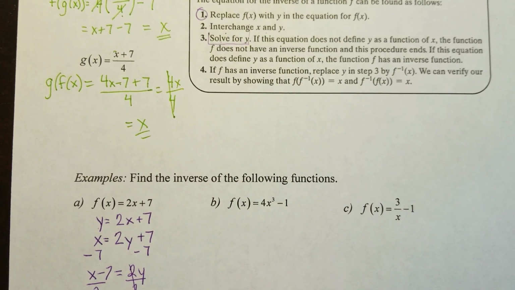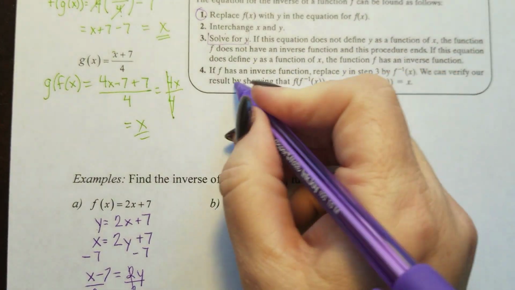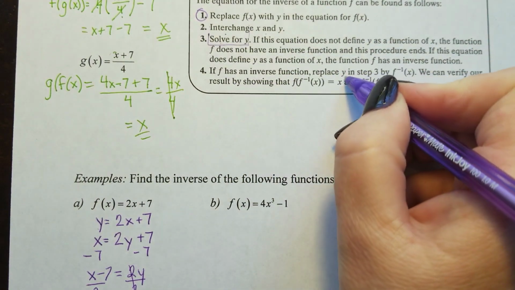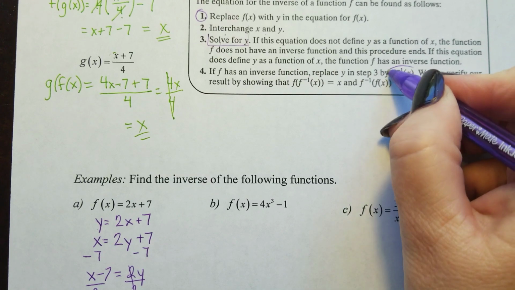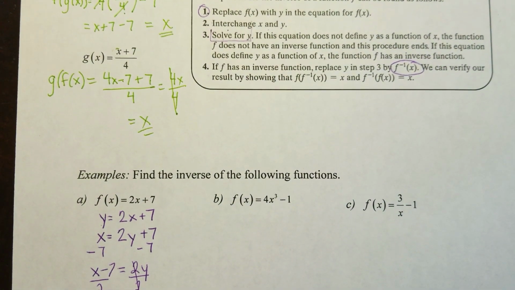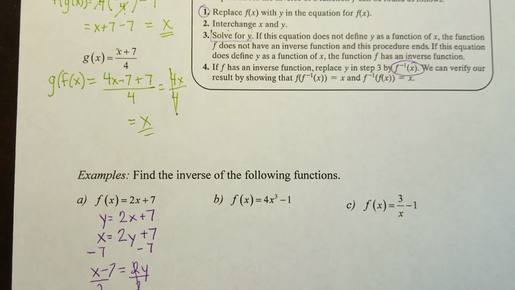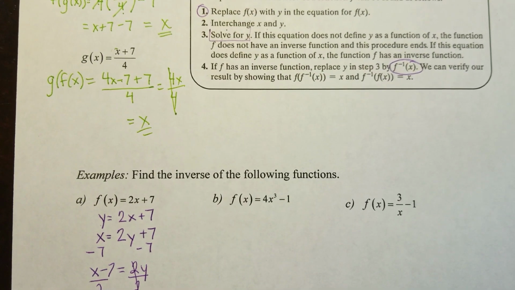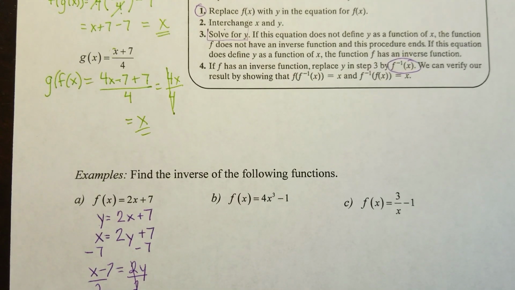Oh, well, I want to trade that in, though. I'm going to replace the y with that inverse function notation. So I'm going to say the inverse function of f is x minus 7 over 2. And there's my function notation.